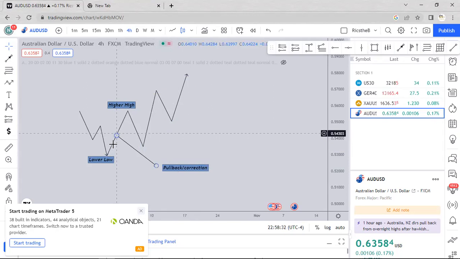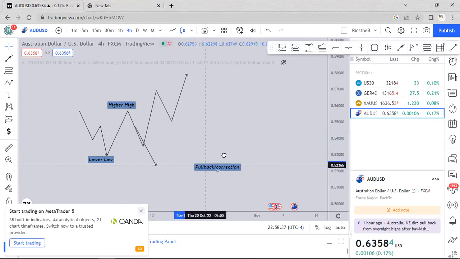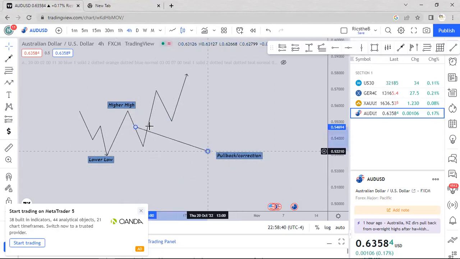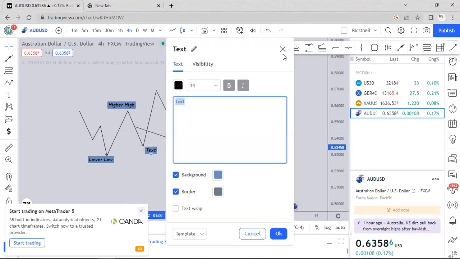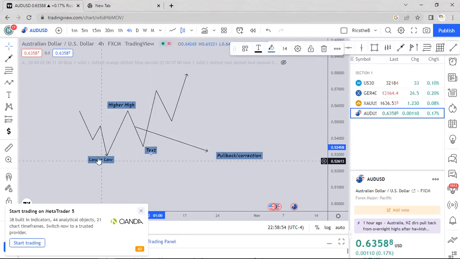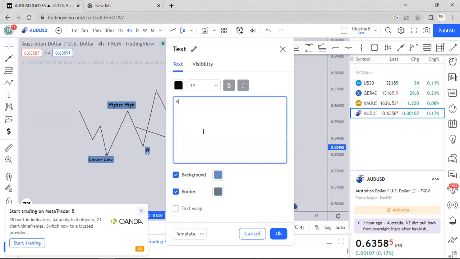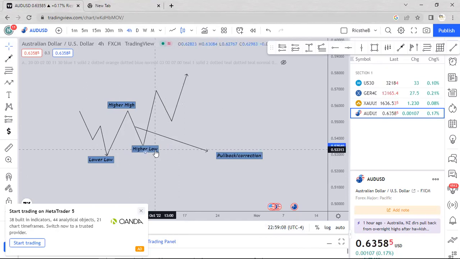So this push, sorry guys, this push here that is going in the opposite direction is referred to as a pullback or a correction. And then after the pullback, now we have a low which is above our previous low. So now this is referred to as a higher low. Why? Because it is a low, yes, but again it's higher than the previous low that we had.